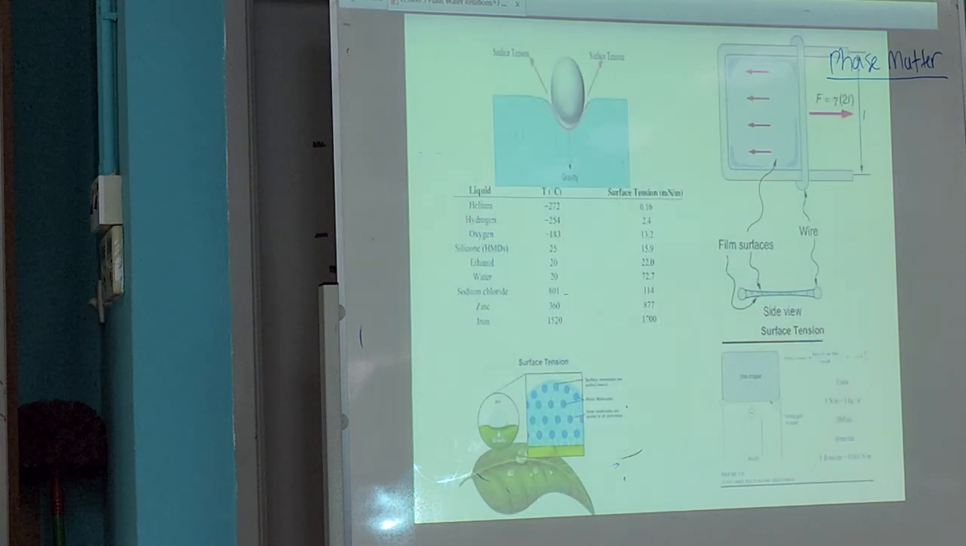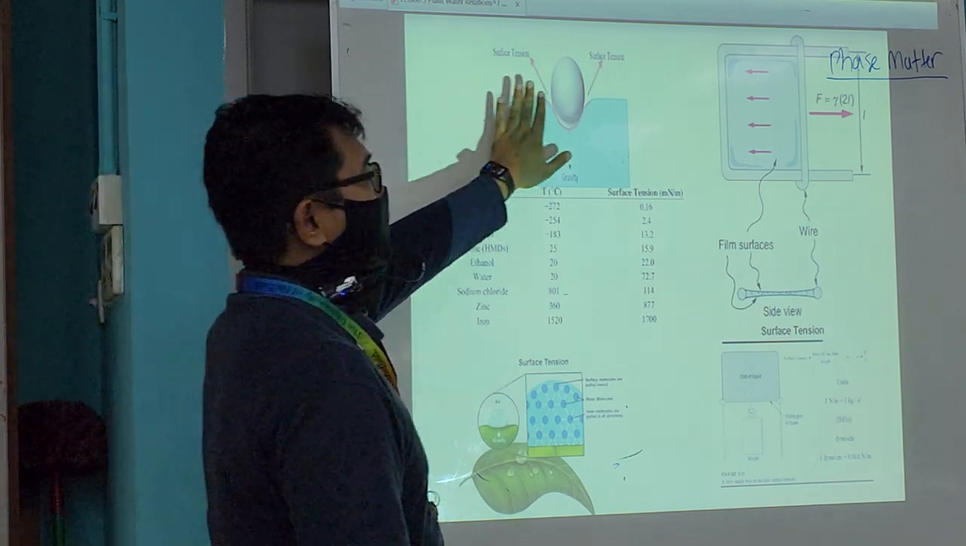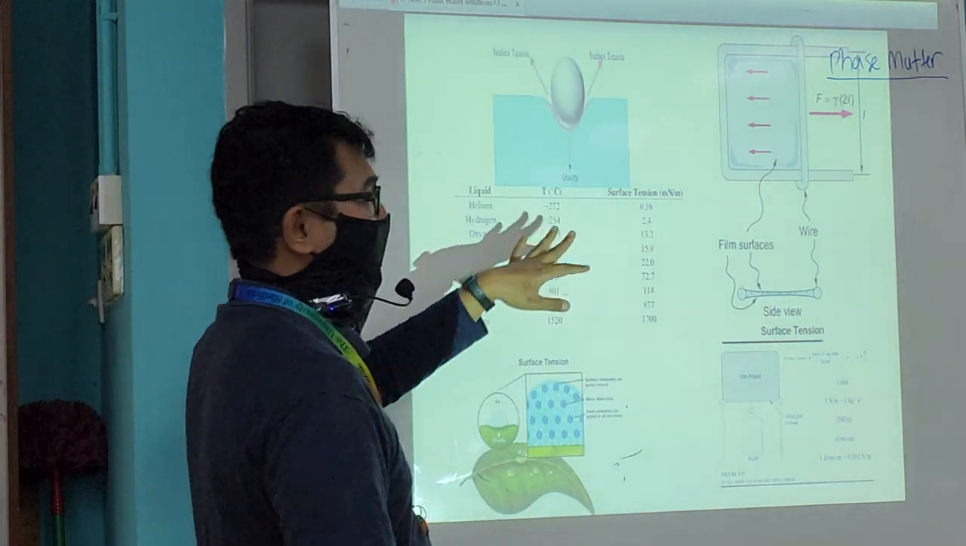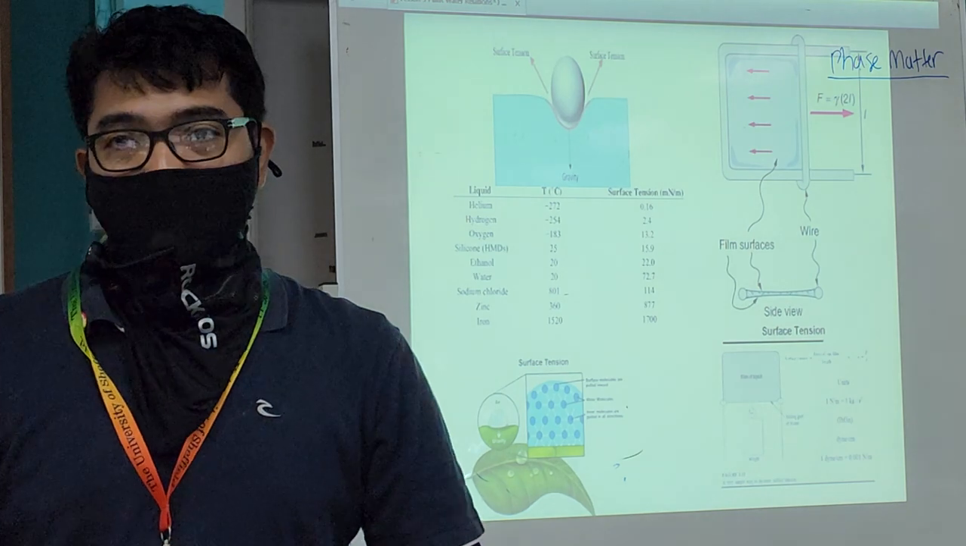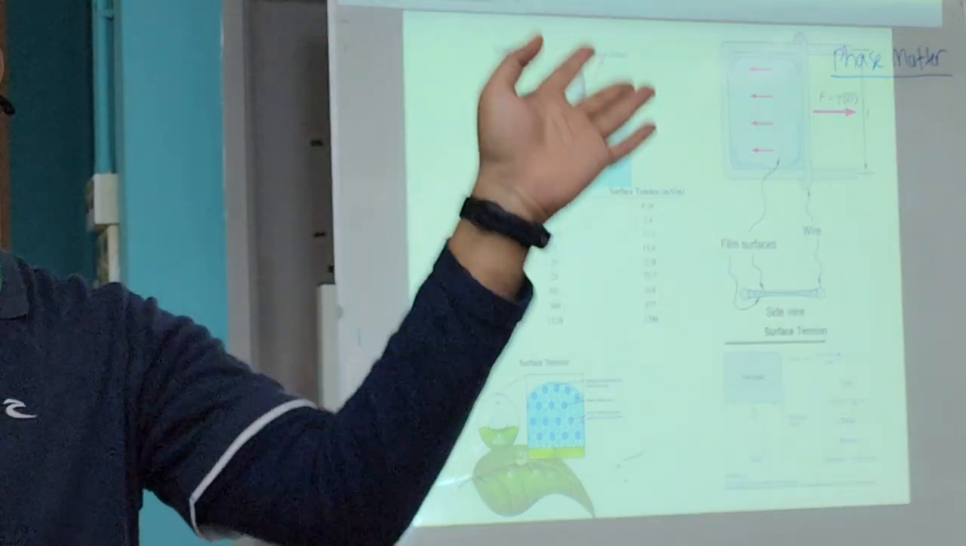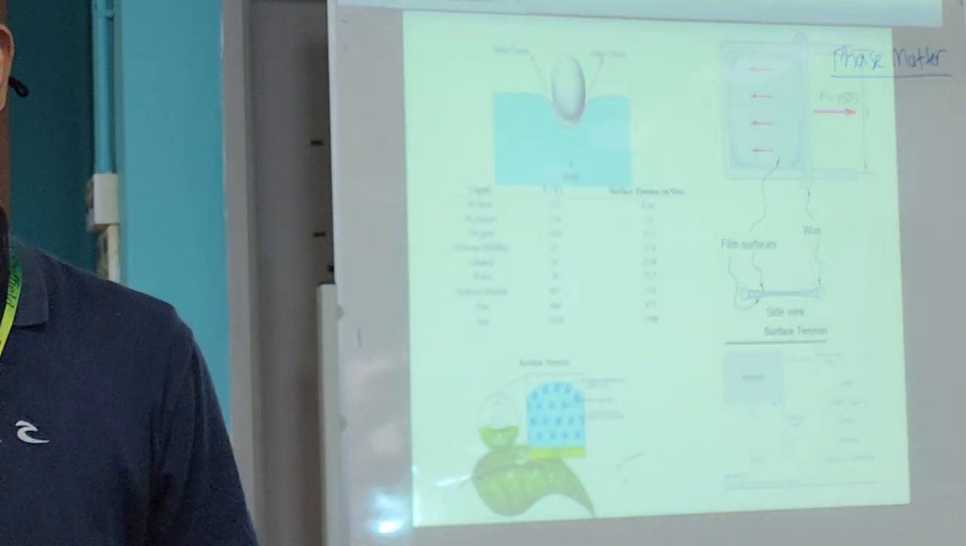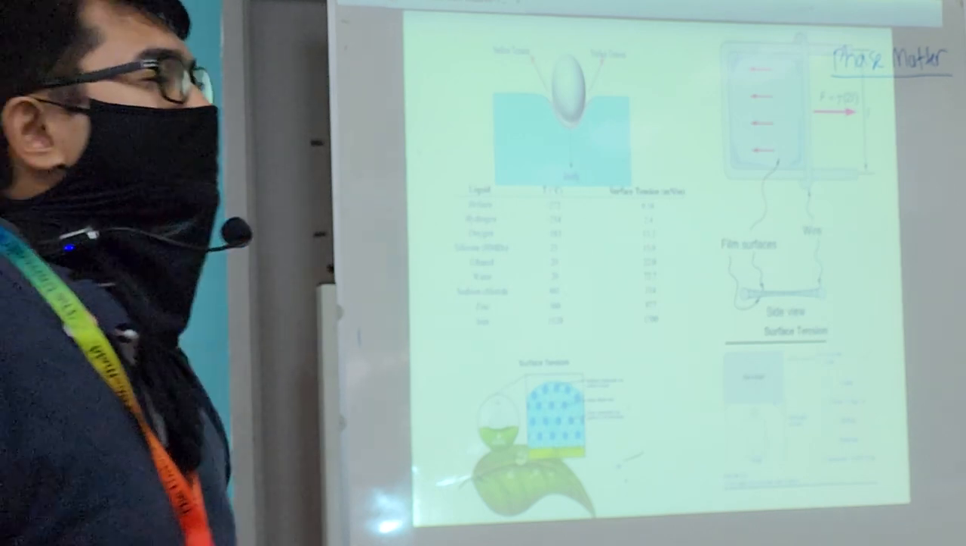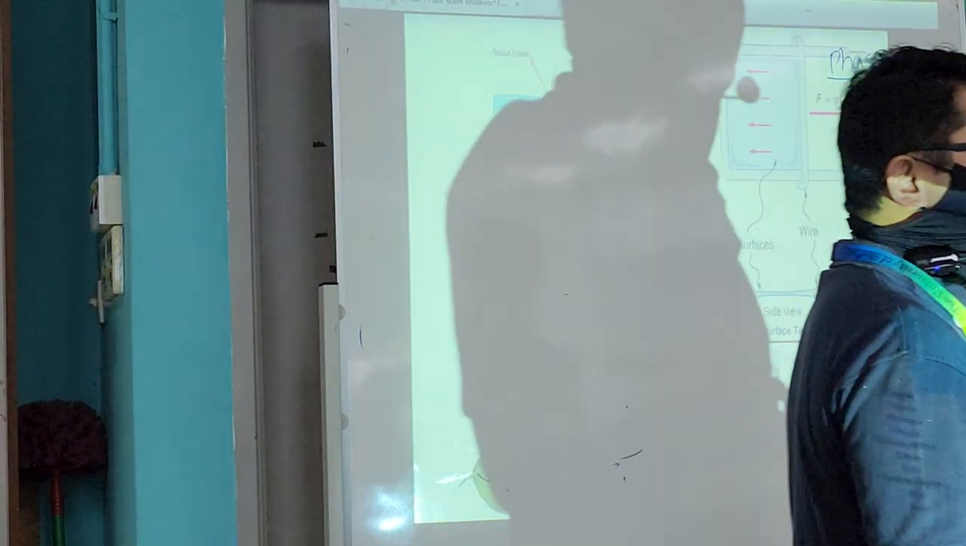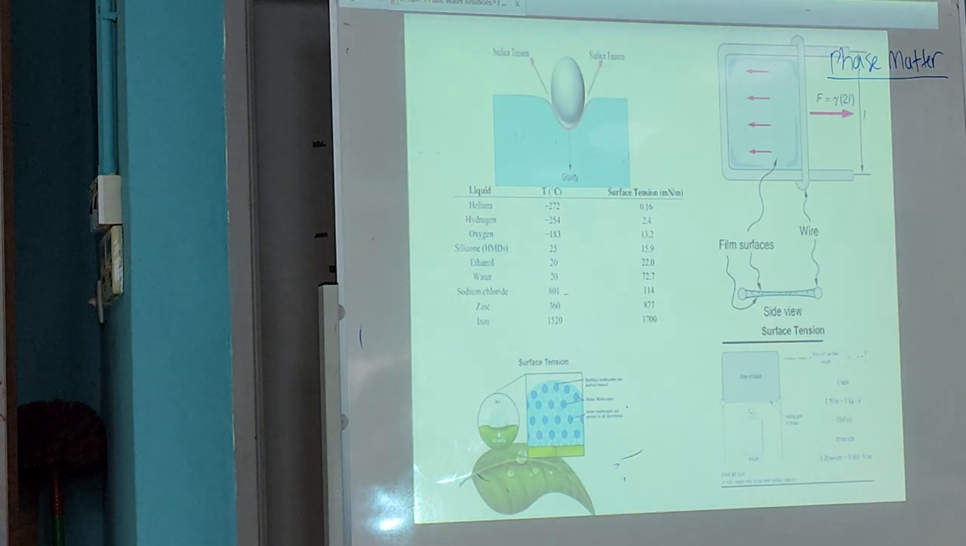And finally, the second last. Surface tension of water. Okay. So water has got a surface tension. Actually, everything got a surface tension. So what is surface tension? Ketegangan permukaan. So how do you define it?